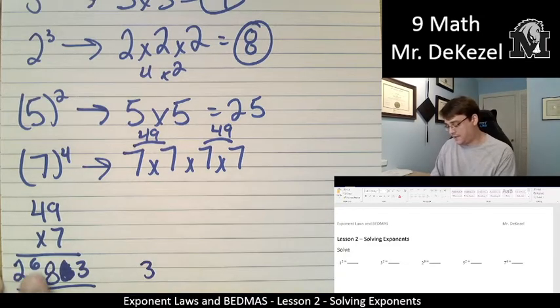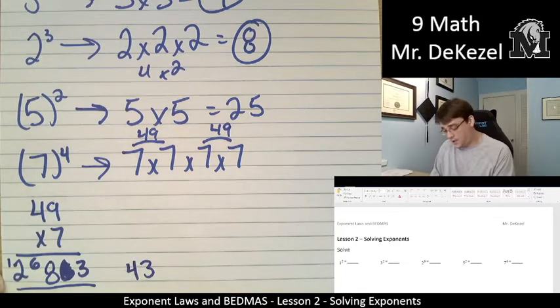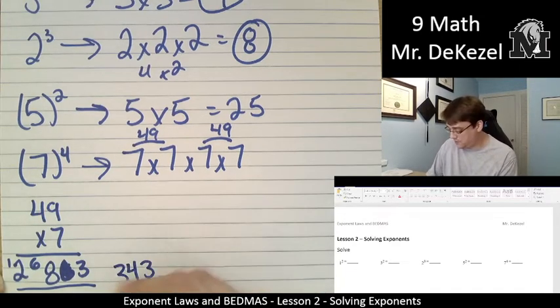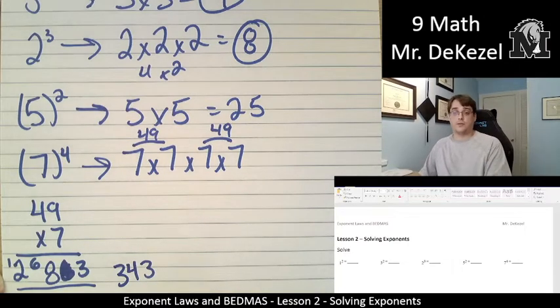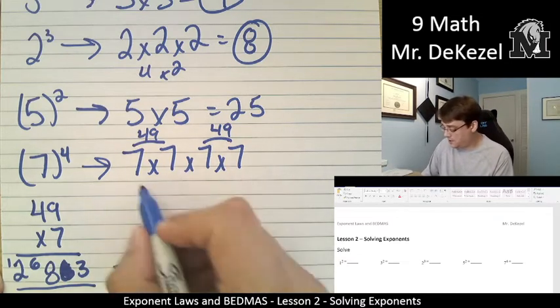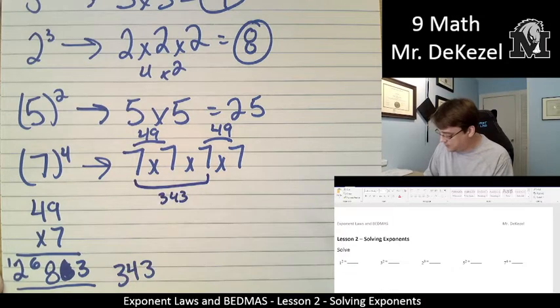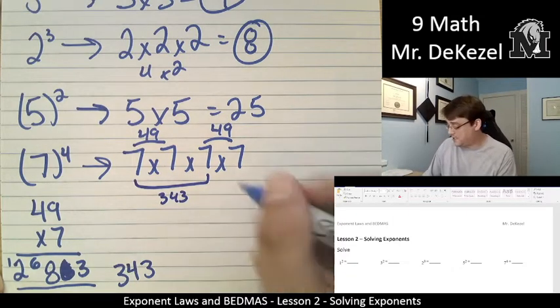And then we have 6 and 8, which is 14. So we're going to write 4, and then we add the 1, and 1 plus 2 is 3. So that's 343. And then we're going to multiply 343 by 7. So this together equals 343. So now we need to multiply it by 7 one more time.